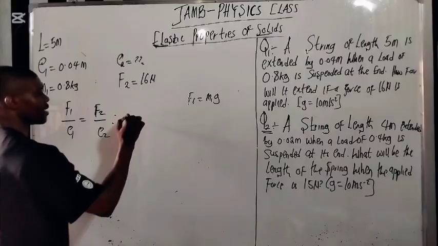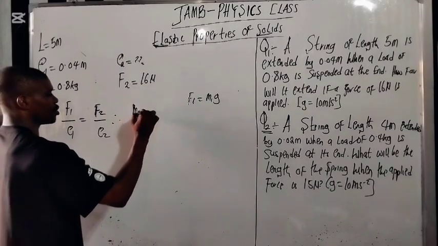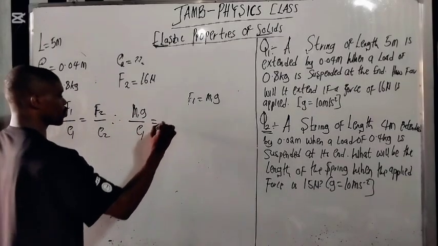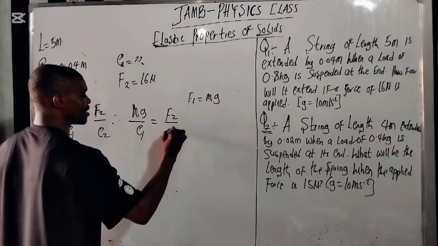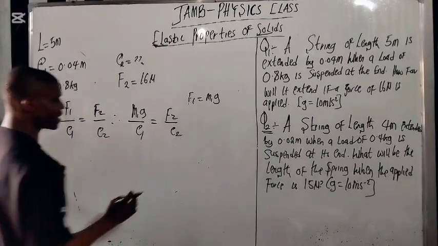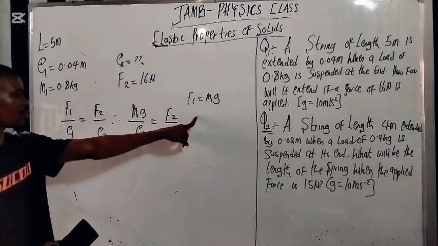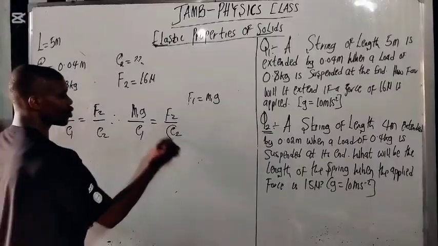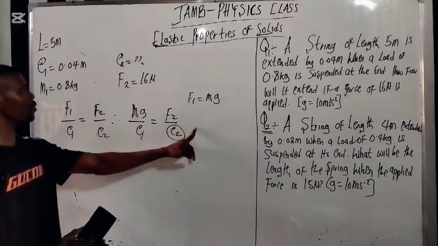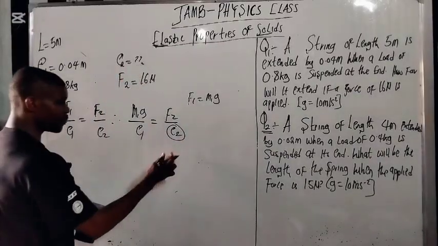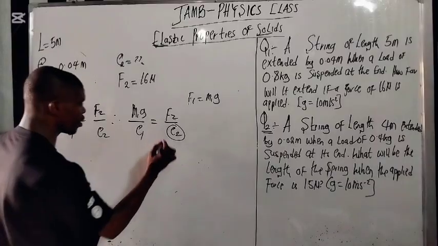Therefore, you're going to have M1G over E1 equals F2 over E2. Can you see that? Now we solve this formula, because E2 is what you're looking for. Cross multiply, right? If you cross multiply here, you're going to do what?